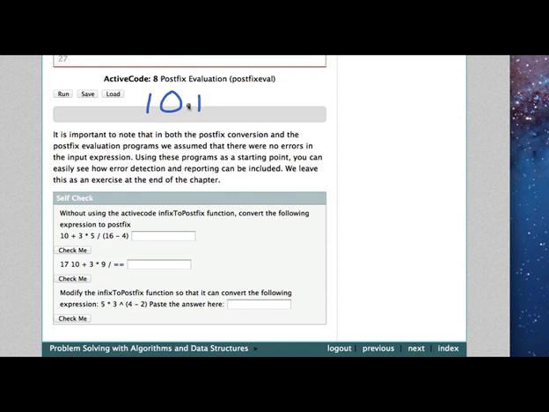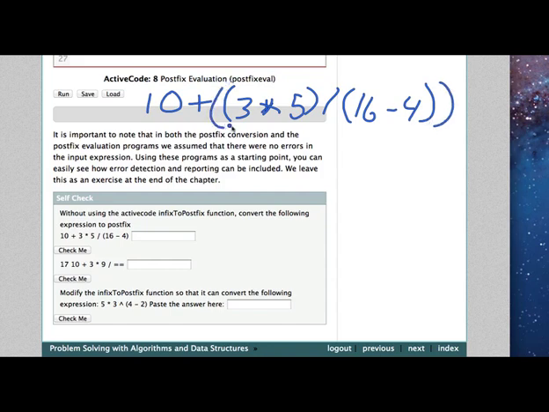So 10 plus, and then we would put a parenthesis there, 3 times 5 divided by 16 minus 4. That would give us a pretty good idea of the order that we should do these things in.